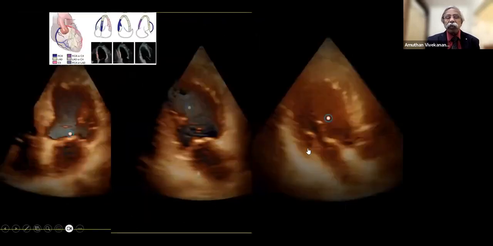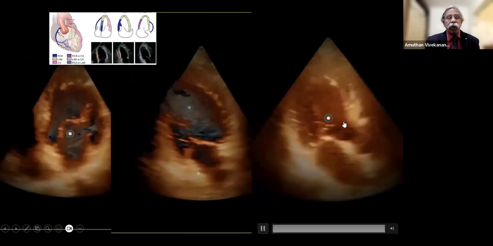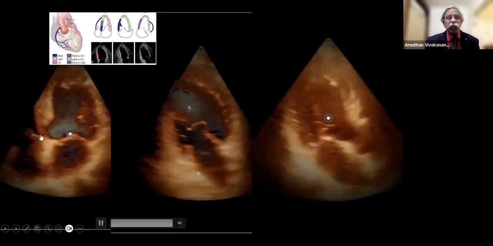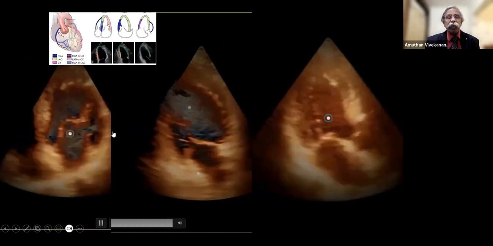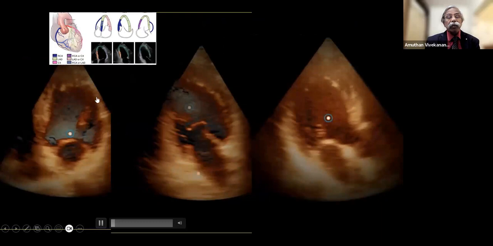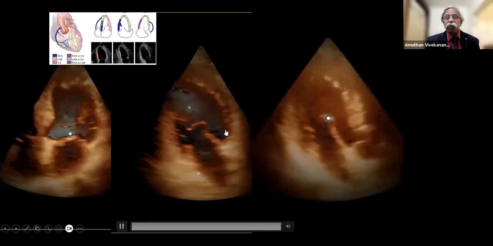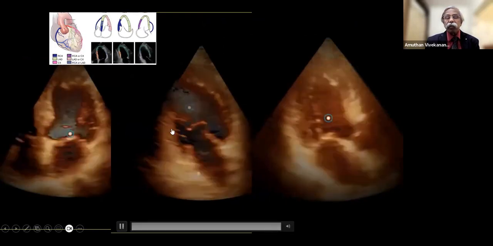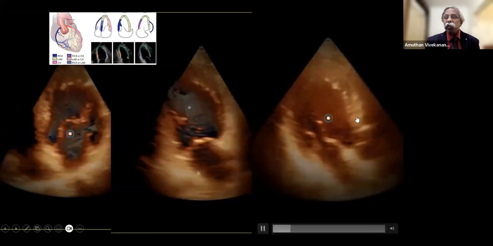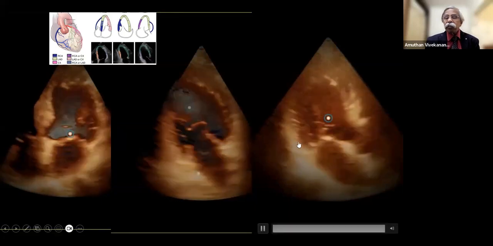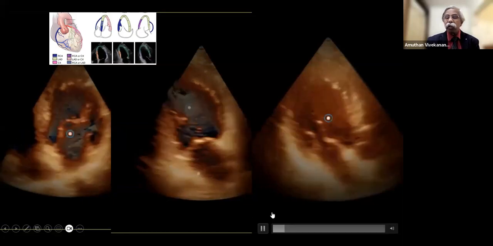These are the classical three views: apical four chamber, apical two chamber, and apical three chamber. You must identify the segments here. This is the inferior septum, basal and mid. And this is the anterolateral segment, basal, mid, and this is the apical segment. Here in the two chamber plane, this is the anterior wall, and this is the inferior wall. And in the long axis plane, or the apical three-chamber plane, anterior septum, and this is the inferolateral wall. So you have to remember these things. Classification is done. It's very easy.